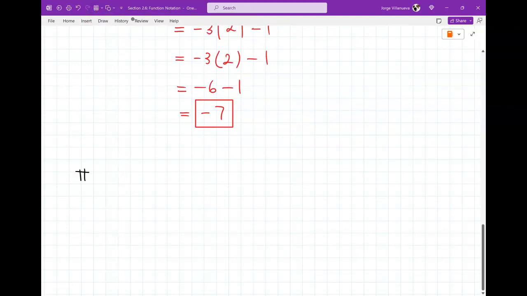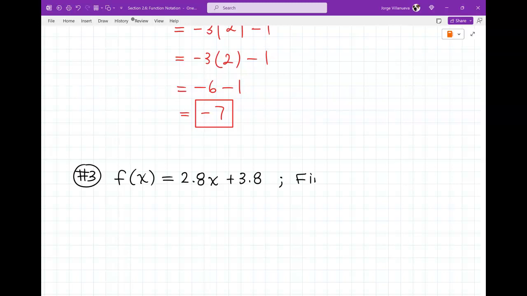All right, so we're going to skip over to a separate little piece. Still the same idea, but this is what it's going to look like. F of x equal to 2.8x plus 3.8. And then they say find f of negative 8.1.